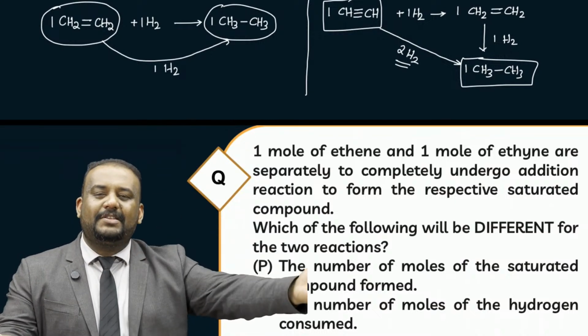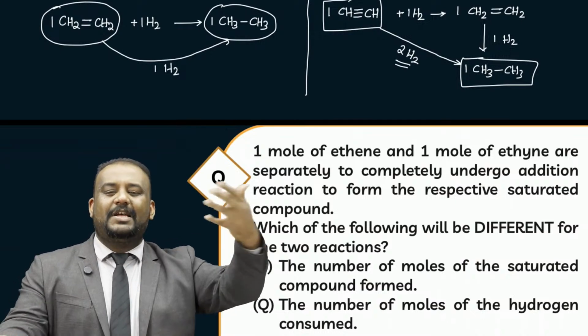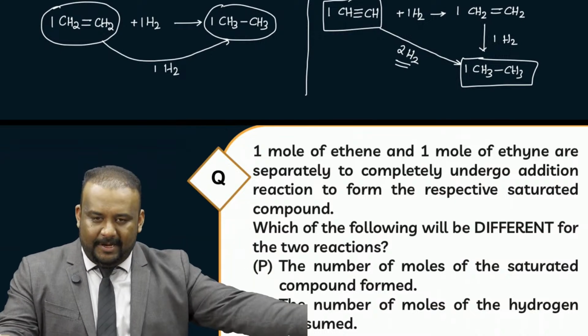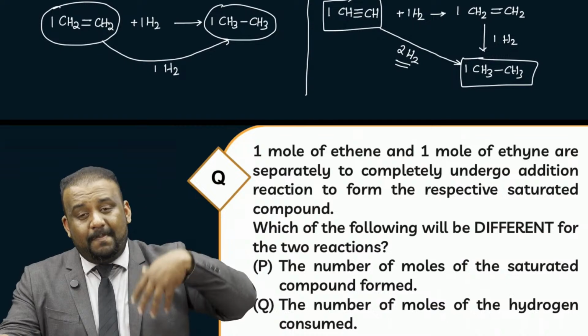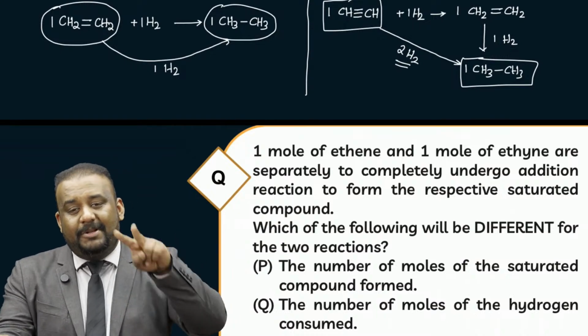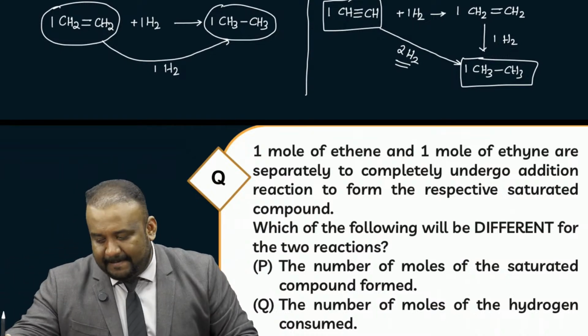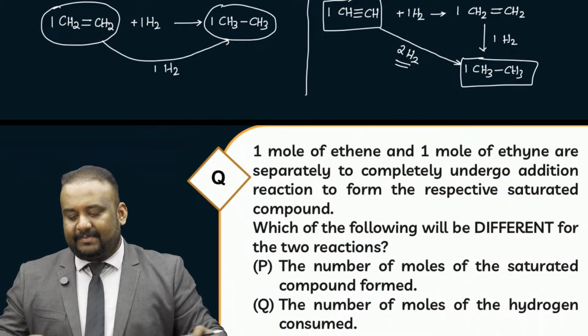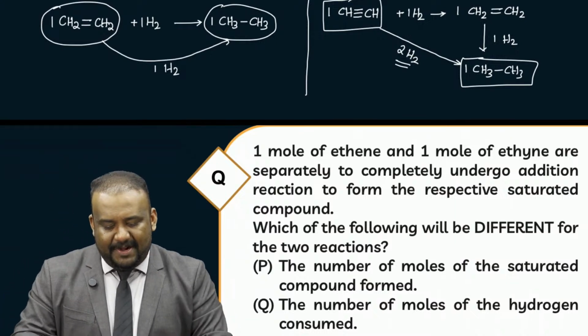So tomorrow if they ask you what will happen if propene is added hydrogen, it will become propane. And if they ask you a triple bond, you need to remember that addition should happen twice. Then only it will become single bond. Got it? So I hope the idea is clear to everyone.